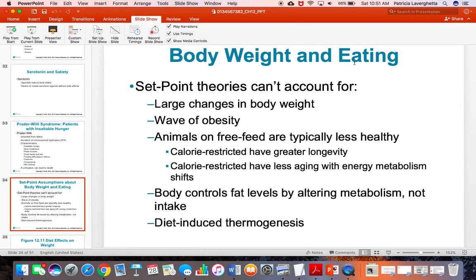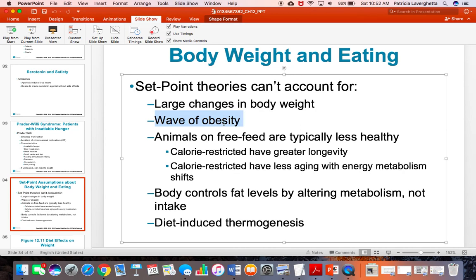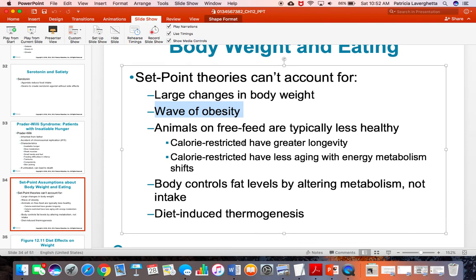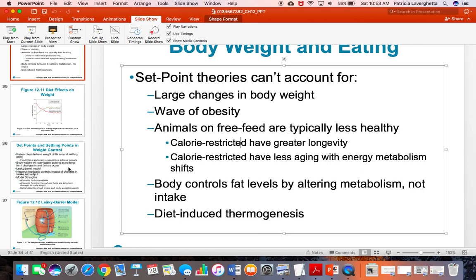So this is interesting. Once again, going back to the set point. Set point theories cannot account for certain things here, like large changes in body weight. That can happen to people sometimes, the obesity problems that we're having. The idea there is that if hunger worked purely as a homeostatic mechanism, people would not overeat. This is sort of interesting too. There's some research that animals that go through a calorie restricted diet have greater longevity, though the research out there is kind of mixed on that. Calorie restricted animals have less aging with energy metabolism shifts. So perhaps overeating actually causes a quote unquote aging effect in the animal. So the set point really is a good place to start, but it's not the end.